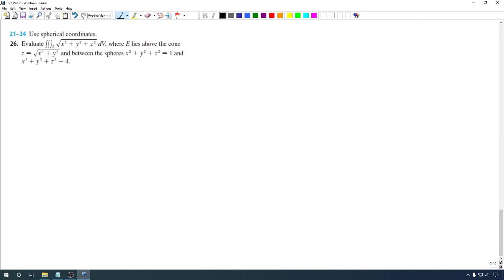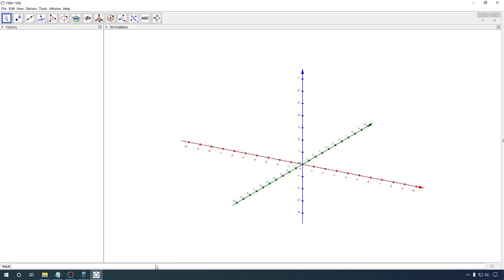Our last problem is going to be problem 26. We want to evaluate this function, the square root of x squared plus y squared plus z squared, where our region is going to be above the cone z equals square root of x squared plus y squared, and we're between the spheres x squared plus y squared plus z squared equals 1 and x squared plus y squared plus z squared equals 4. Now, since they've written all that in terms of x, y, and z, I can go ahead and use GeoGebra pretty easily to graph that.